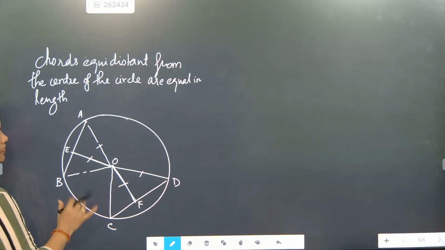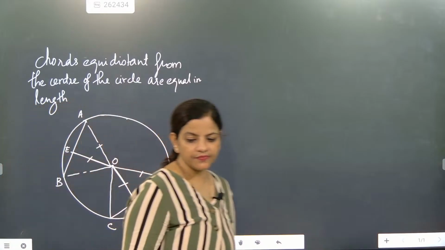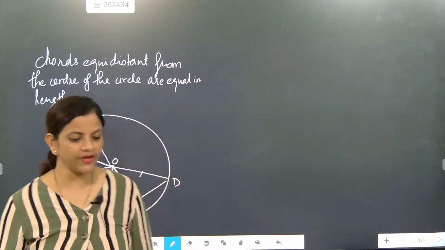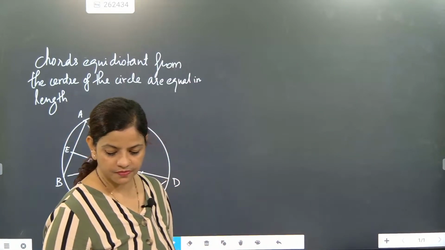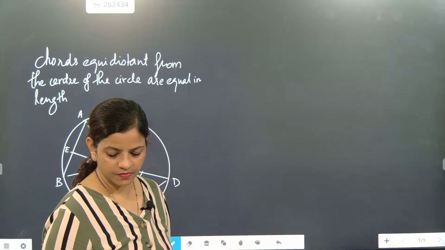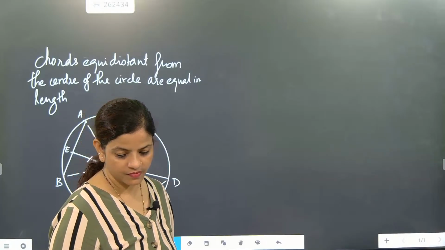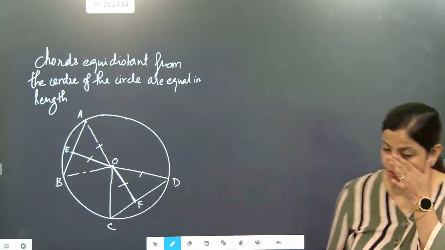Now what next can we do? Think very nicely. Yes, Yuvashri is there, ma'am. Bhavya is not there. Shanvi is not there. Come on, try this one out.